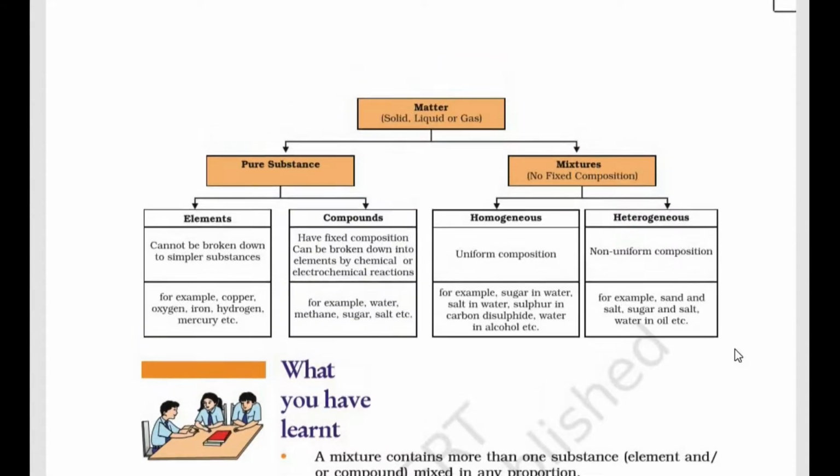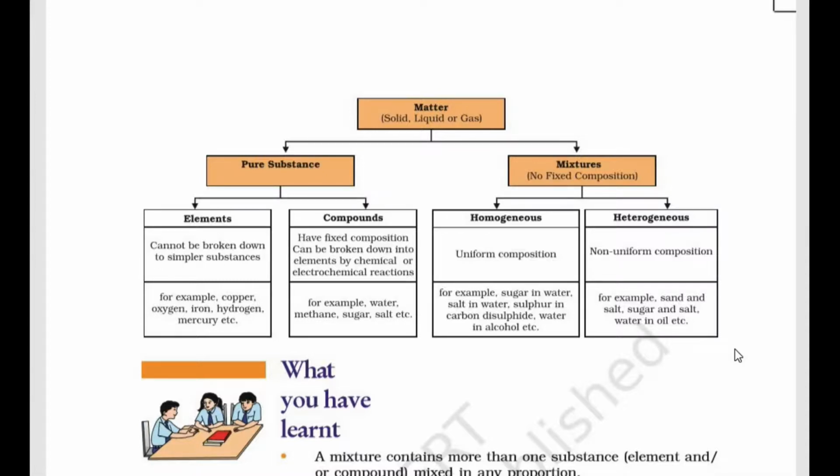And now moving towards mixtures. As we all know, mixtures have no fixed composition. They can be divided into two types: homogeneous and heterogeneous. A homogeneous mixture has uniform composition, as we discussed earlier, for example sugar dissolved in water, salt in water, sulfur in carbon disulfide, and water in alcohol. And a heterogeneous mixture has non-uniform composition, such as when we mix sand and salt, sugar and salt, water and oil, etc.